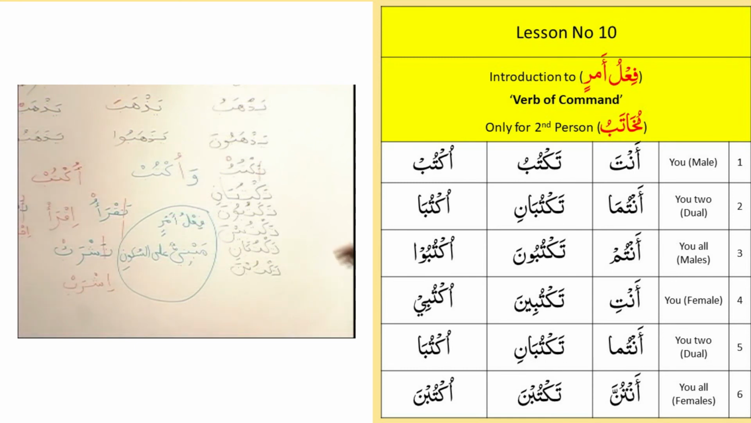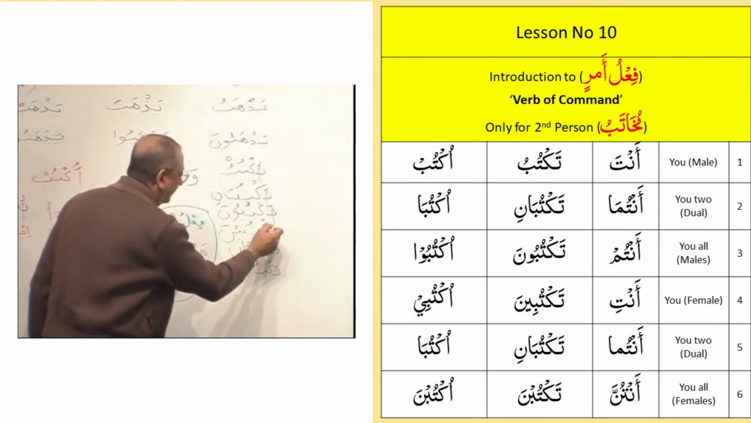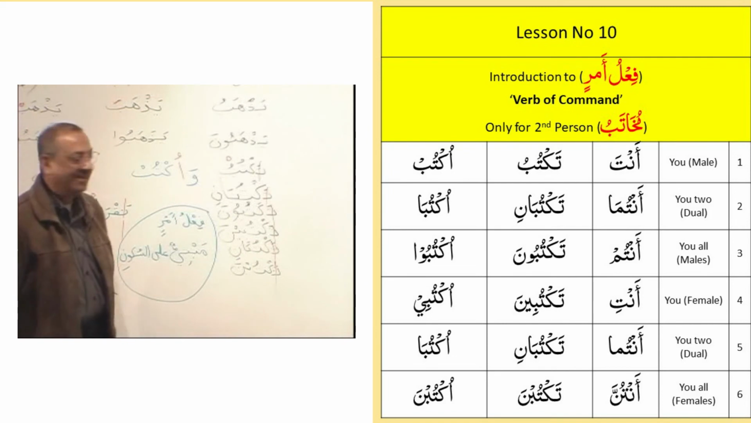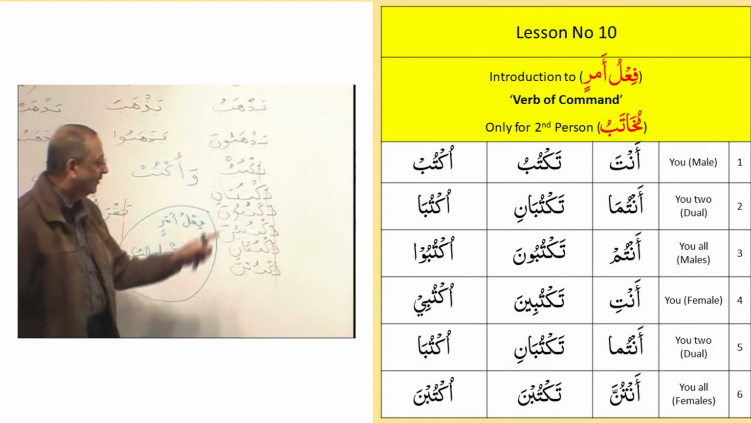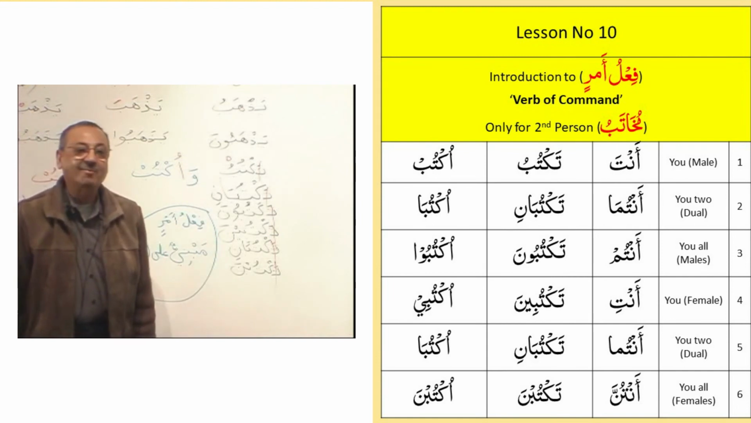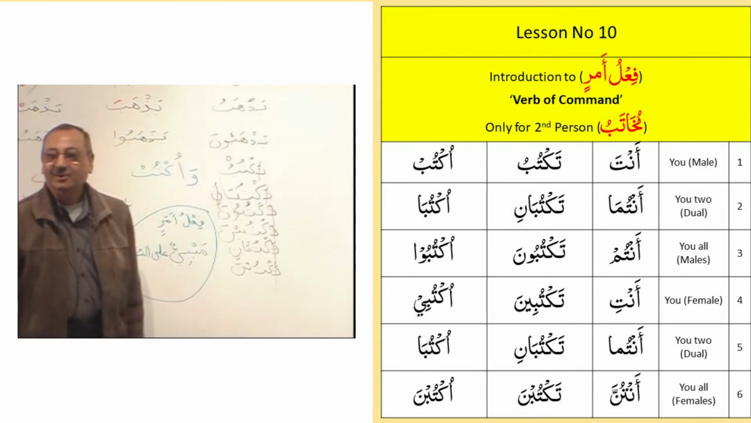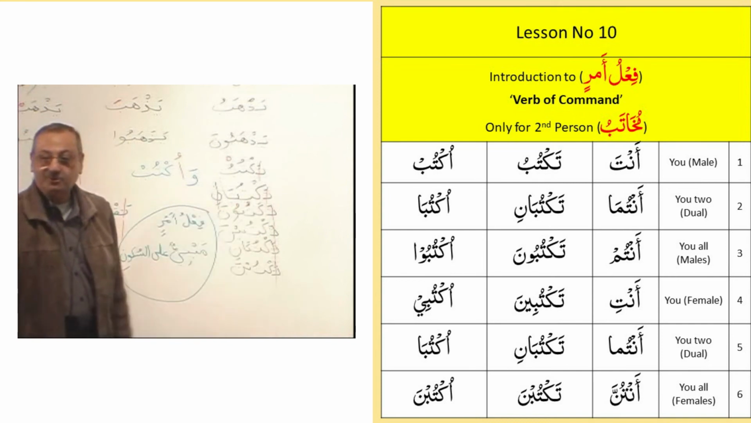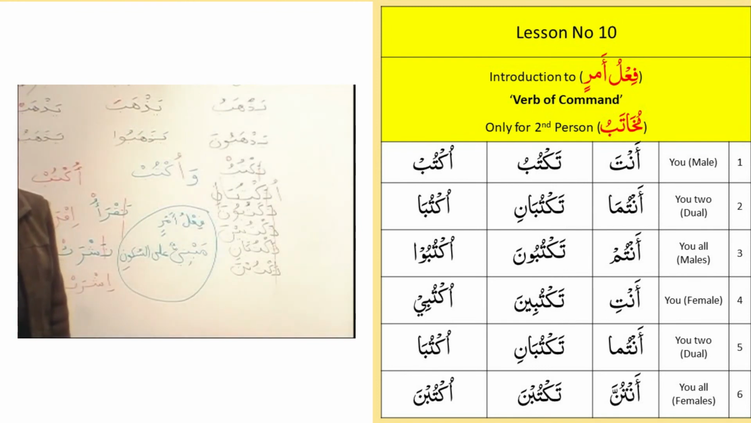Now, one more thing. How do I make Taktubani into Amar? First, Brother Hassan, I must drop everything that is not needed. How do I make Amar now? I have to drop the Noon, because Noon is the sign of Marfu and Fi'l Amr is always Majzum. So I chopped the Noon, and then I cannot pronounce it, so I have to bring Uktuba. Are you with me?